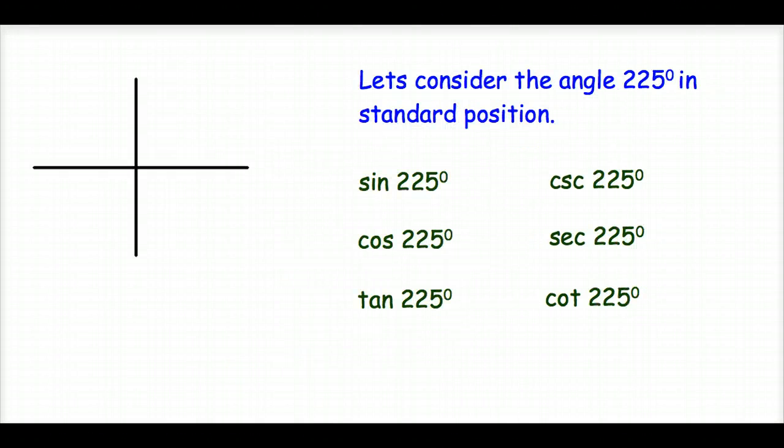Okay, so here is another example. We're going to look at the angle 225 degrees, and then we want to find all 6 trig functions again. In order to do that, the first thing I'm going to do is draw the angle. So 225 is about right here. So here is my angle theta.